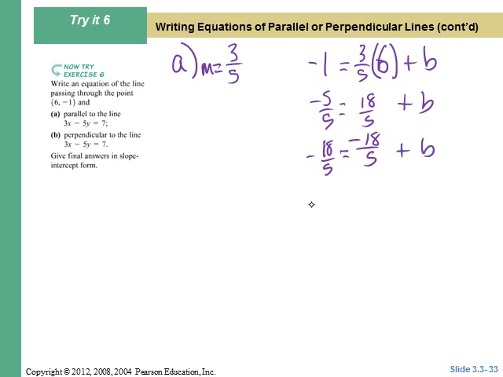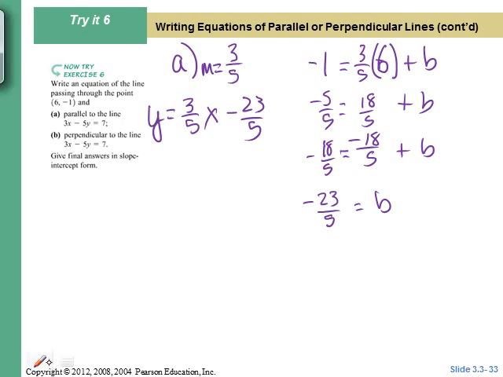You get -23/5 is b. So our first equation will be y equals 3/5 x minus 23/5. Now we want it perpendicular.